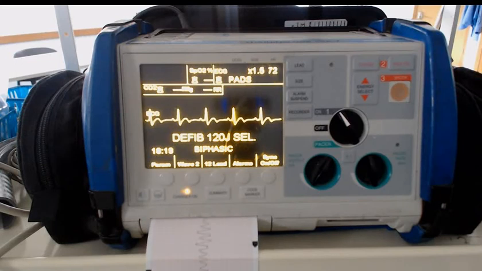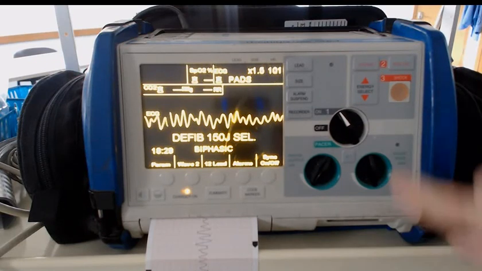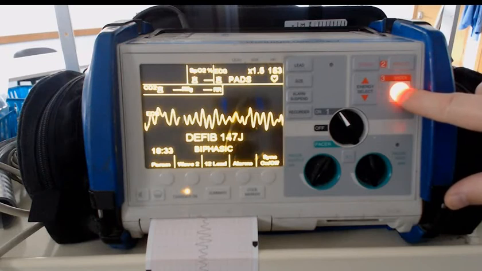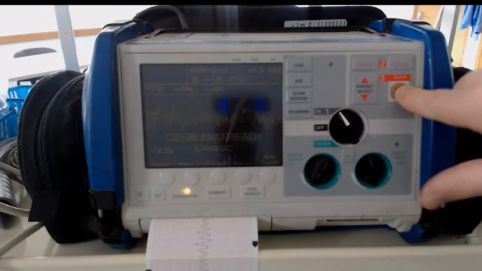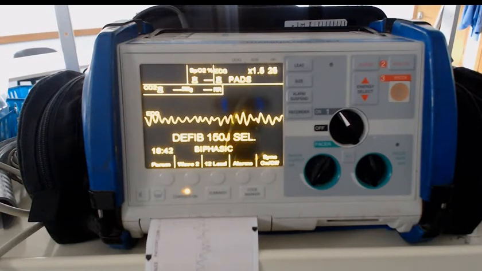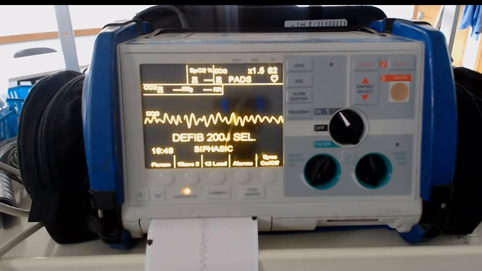If for some reason they're still in that V-Fib and you've already shocked at 120, the next level recommended by Zoll is 150. So you would charge again while you're doing CPR, clear the patient, and then press the discharge button. After you've shocked at both 120 and 150, all subsequent shocks should be done at 200 joules. Notice how the monitor is skipping directly to the right settings there.